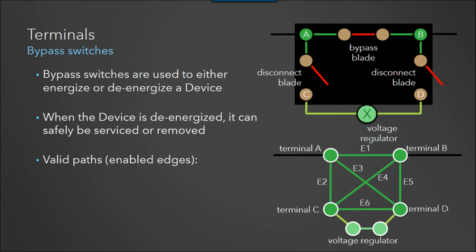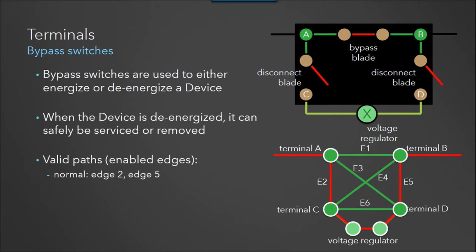Now, on the bottom, you see a voltage regulator, and I chose to represent it as a 2-terminal device. It could have just been 1. It didn't need to be 2. But let's show, in the first case, in normal operation, edges 2 and 5 are enabled. Edges 1, 3, 4, and 6 are disabled. That means a network traversal, your trace operation, will go from terminal A through edge 2 to terminal C, then hit the voltage regulator, then go back up to terminal D, edge 5, terminal B, and on outward.